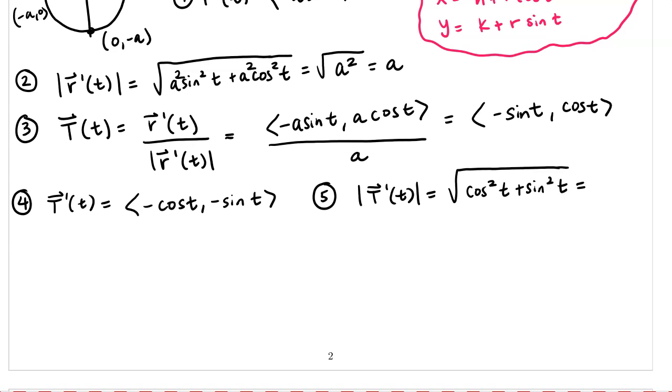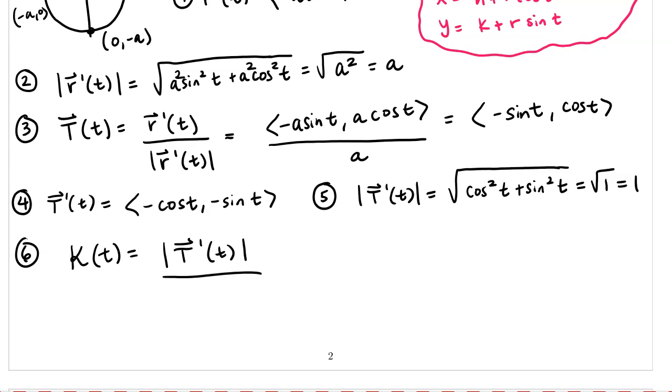Again, using the Pythagorean identity, that's going to be the square root of 1, which is equal to 1. Let's put all of these pieces together now. So our last step, our curvature function kappa, or kappa of t, because it's a function of t. Remember, curvature is going to depend on how much time passes and where you're at on the curve, so it's a function of t. And it's equal to the magnitude of T prime over the magnitude of r prime.